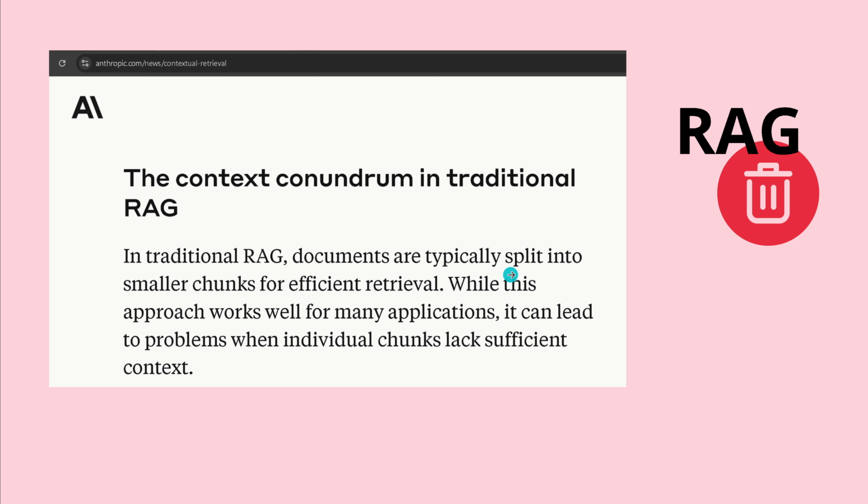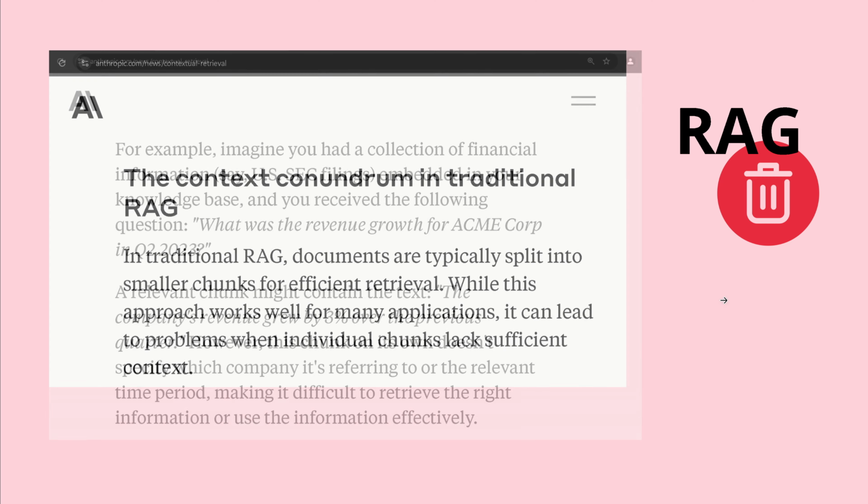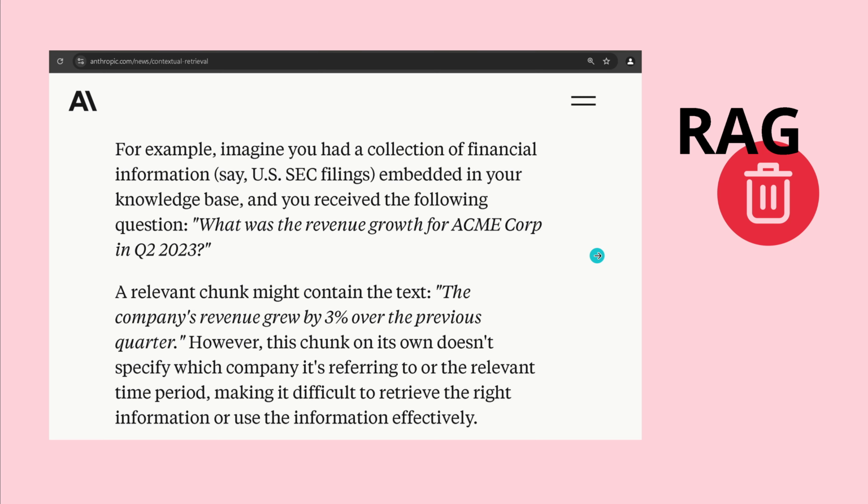These documents are split into smaller chunks for this beautiful, efficient retrieval in the vector stores. This approach works well for many applications. It can lead to problems when those chunks simply lack sufficient context, and then RAG is not working anymore. And you might say, how is this possible? And they give us a beautiful example in the official documentation by Anthropic.